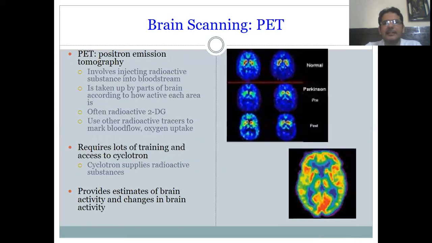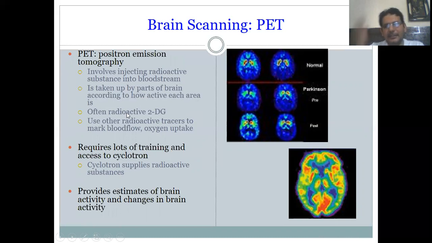Then there is the PET scan. PET is positron emission tomography. So that is called PET. Because there is emission, it is based on radioactive material. It involves injecting a radioactive substance into the bloodstream. It is taken up by the parts of the brain according to how active each area is.